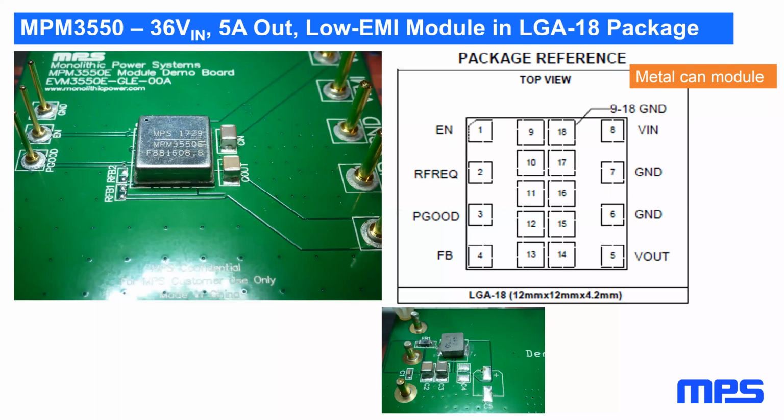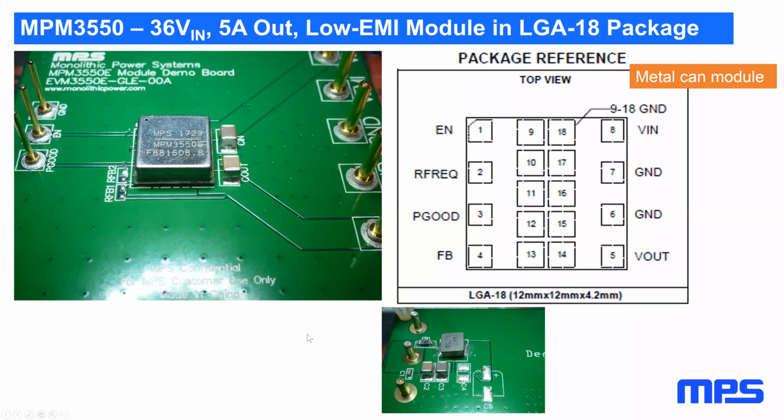If you want to go a step further, MPS also has actual metal can modules, which are in this case 12 by 12 by 4.2 millimeter. That's a 36 volt, 5 amp part, the MPM3550, on a board. Now we only need additional input and output capacitors, and on the back side we also have an additional filter for that.